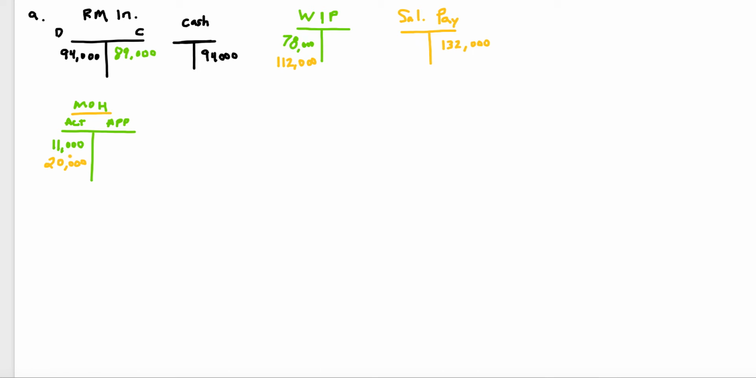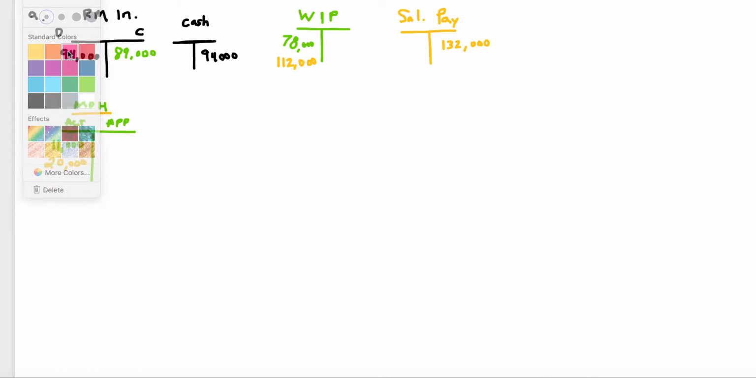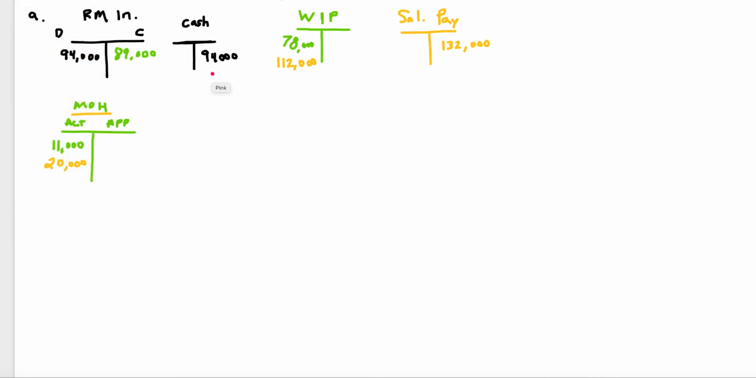D says additional manufacturing overhead costs of $134,000 were incurred and paid. Okay, so I'm going to assume that this is cash. I'm going to assume that I use the cash account. So I'm going to change colors again, use pink here. So I'm going to credit cash because I need to get it down, right? Cash is an asset. I decrease that with a credit. So I'm going to use the right side of the T account, and I'm going to credit it for $143,000.